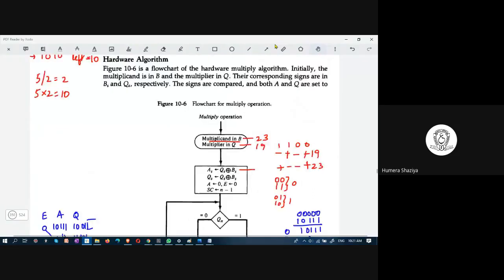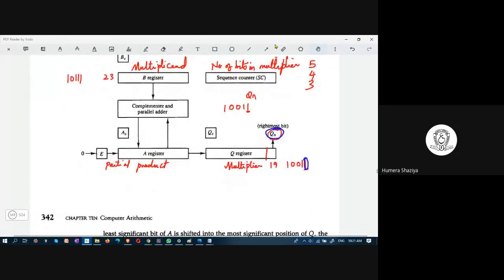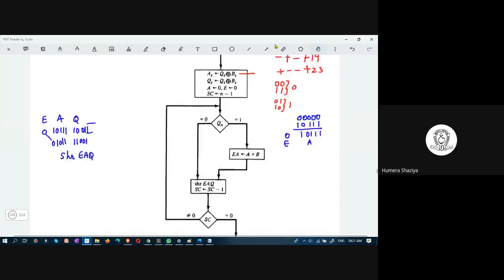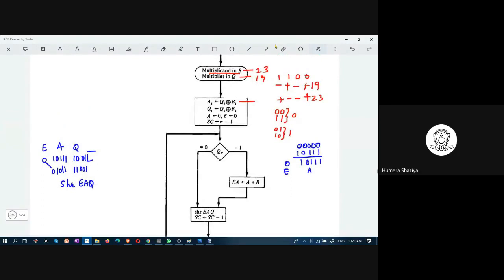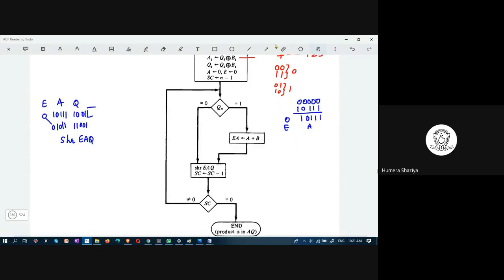How are you storing in EA? A gets the sum. If there is any carry, that is stored in E. E is a flip-flop, also known as the extended AC, and it stores a single bit. Qn can be 1 or 0. For the first time, it is 1. 1 means this path is followed: EA equals A plus B.